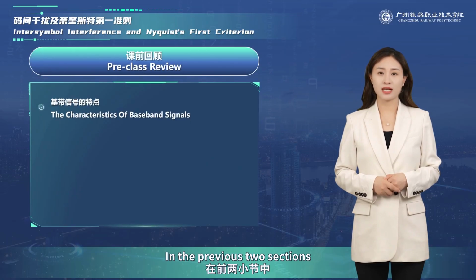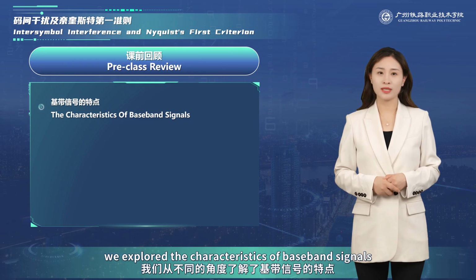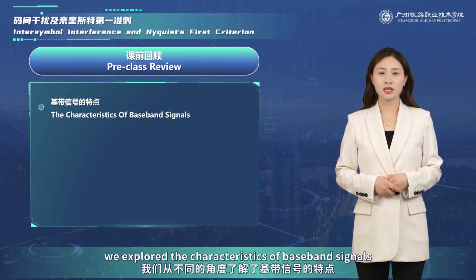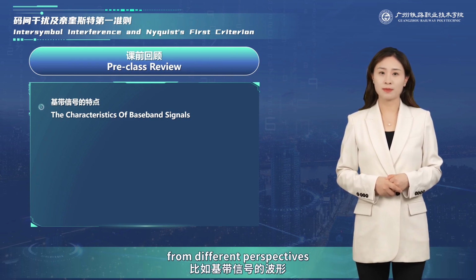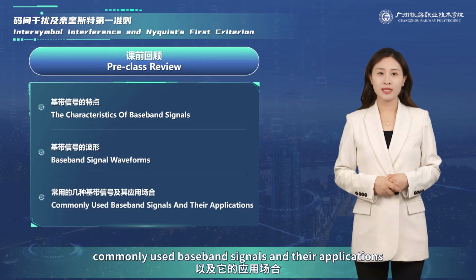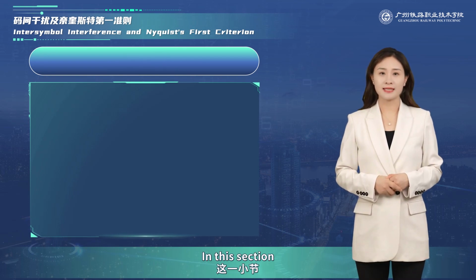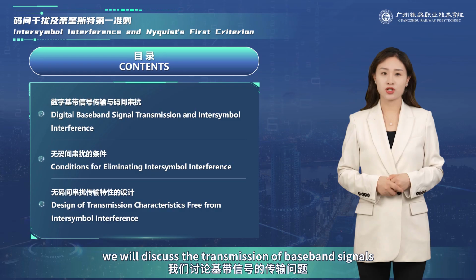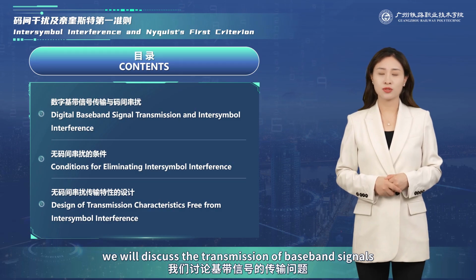In the previous two sections, we explored the characteristics of baseband signals from different perspectives, such as baseband signal waveforms, commonly used baseband signals, and their applications. In this section, we will discuss the transmission of baseband signals.